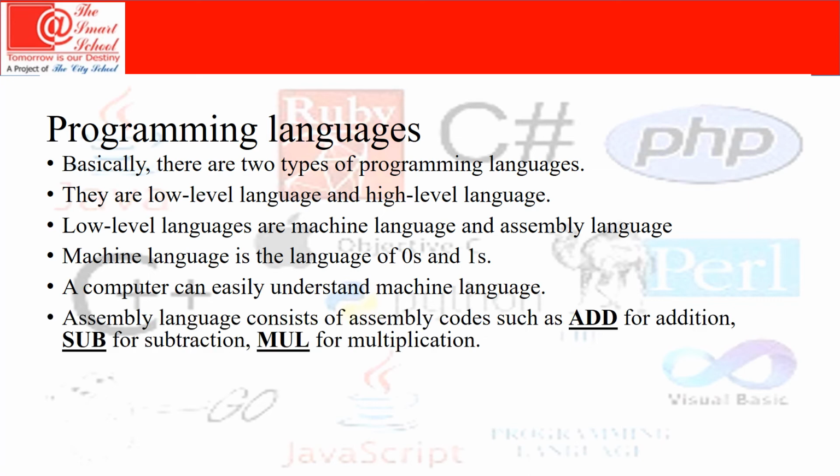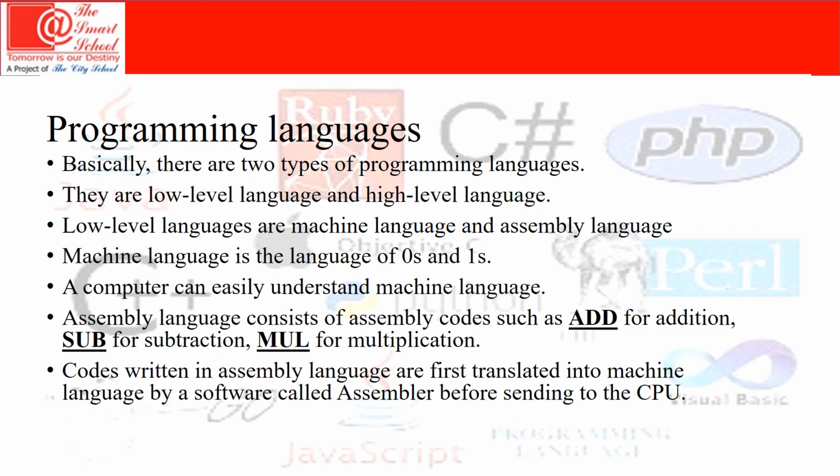Assembly language consists of assembly codes such as add for addition, sub for subtraction, mul for multiplication. Codes written in assembly language are not understandable by the computer. These codes are first converted into the binary equivalent in zeros and ones. The software that converts assembly language codes into machine language codes is called assembler.